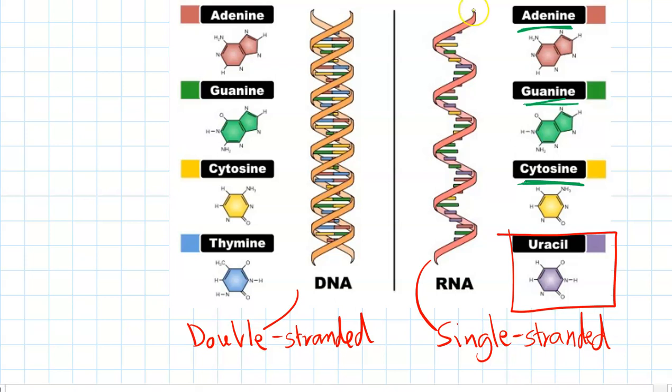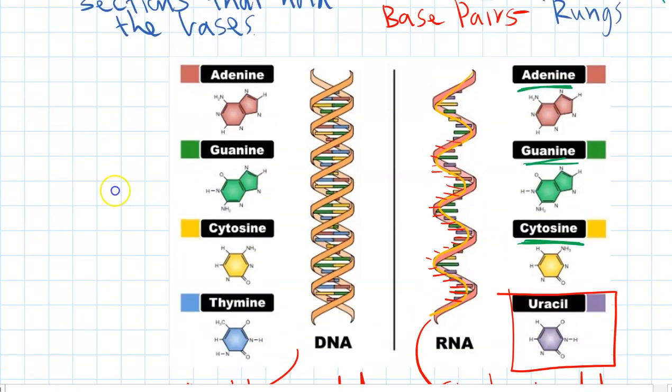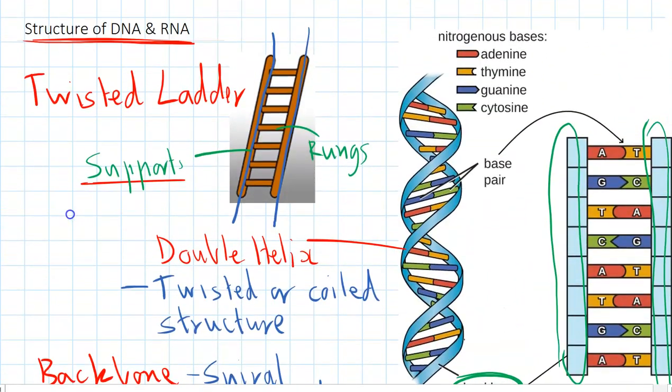It still has the backbone structure that holds the bases on there. But it's basically just half, it's got the same structure as half of a DNA molecule. So that's the basic structure of DNA and RNA.